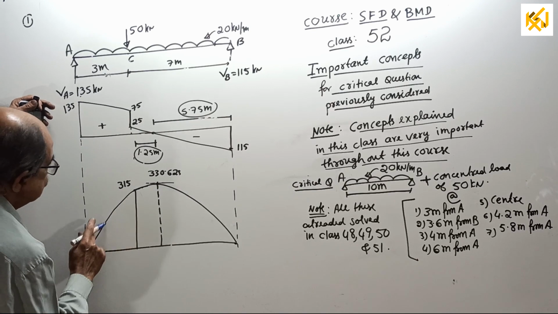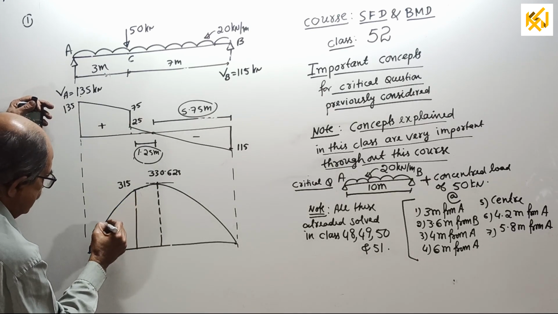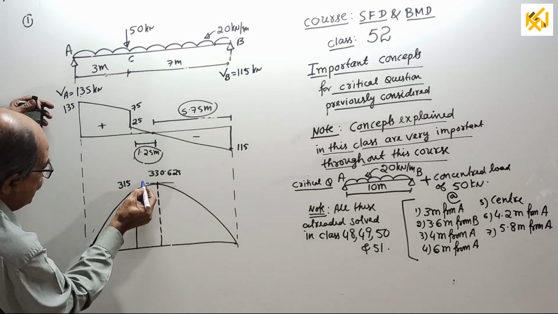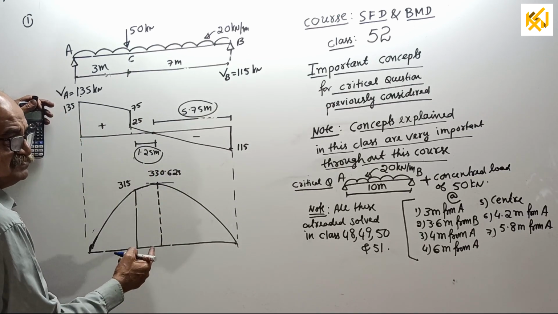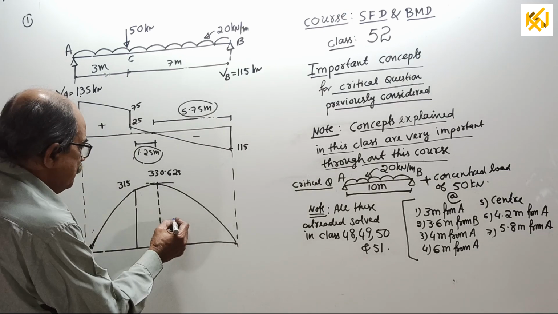Now better. See, if I draw a tangent here, the slope is more. Tangent to this one, the slope is lesser. This I already told, plus.